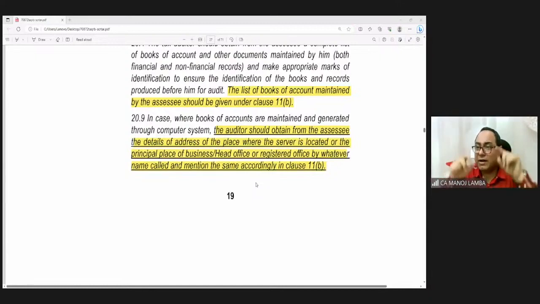In such cases, if you are doing the tax audit and you have the assignment of a tax auditor, then the auditor should obtain from the assessee the detail of the address of the place where the server is located, or the principal place of business, or head office, or registered office, by whatever name called, and mention the same accordingly in clause 11 sub-clause B. That means in case your books are maintained or generated through a computer system, the address of the place where the server of your computer system is located is to be mentioned in point number 11B, my dear friends.